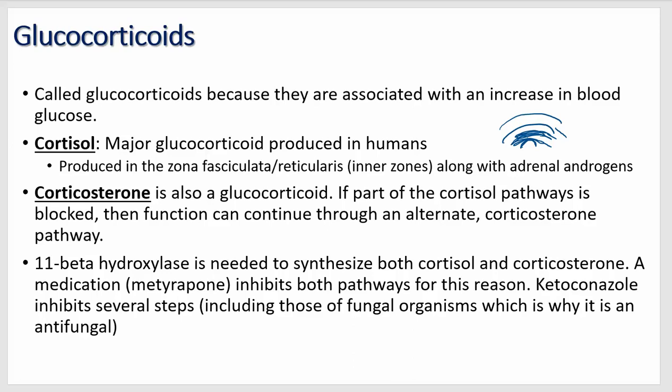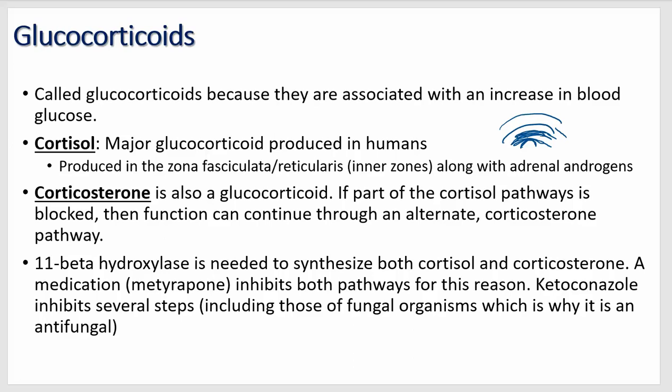So corticosterone, that's the other one we kind of pointed to, and we said that it is a glucocorticoid. It's that backup for cortisol. If part of the cortisol pathway is blocked, that 17-alpha hydroxylase, then function can continue through an alternate corticosteroid pathway. Okay, so we do have a backup for cortisol. So 11-beta hydroxylase is needed to synthesize both cortisol and corticosterone.